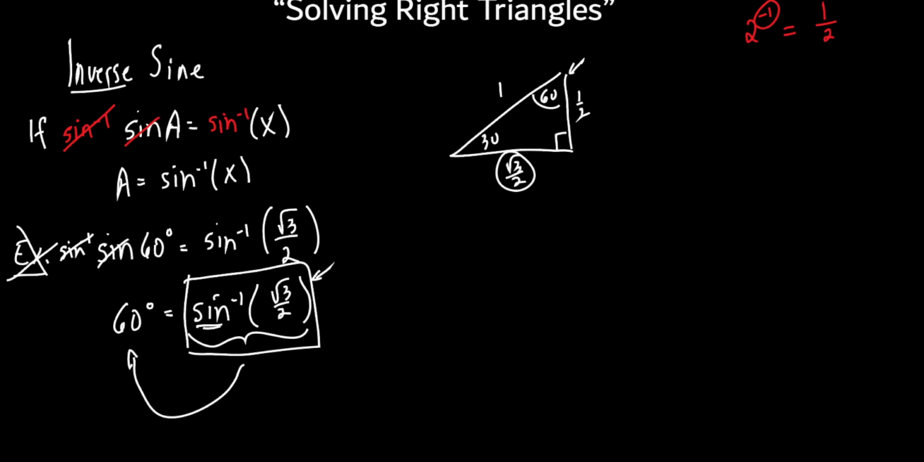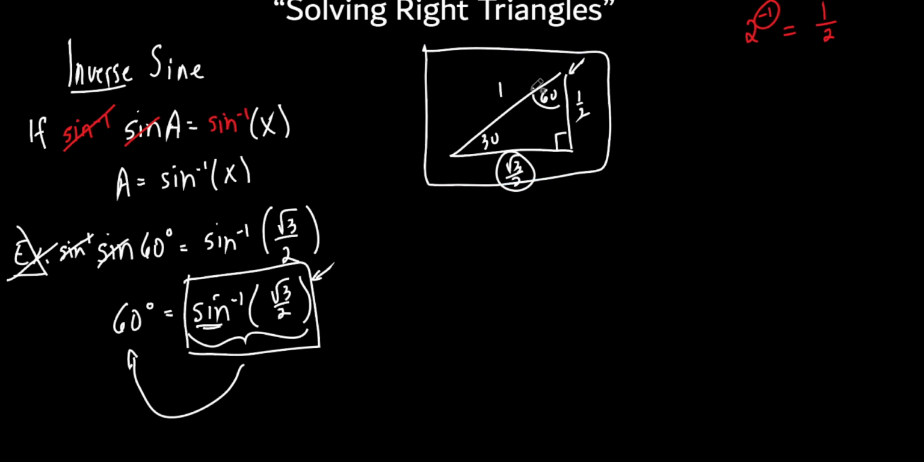All right, so if it's the sine to the negative first, you're asking what angle, when I take the sine of that particular angle, am I going to get the square root of 3 over 2, all right? And then you punch it in a calculator and you get 60. Or you could always just draw this, right?